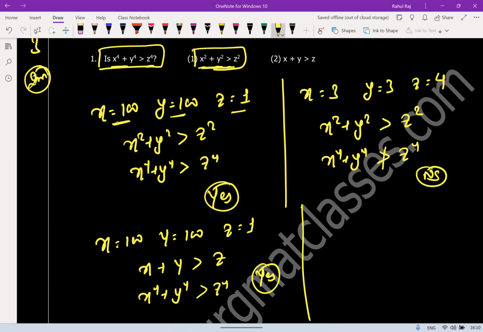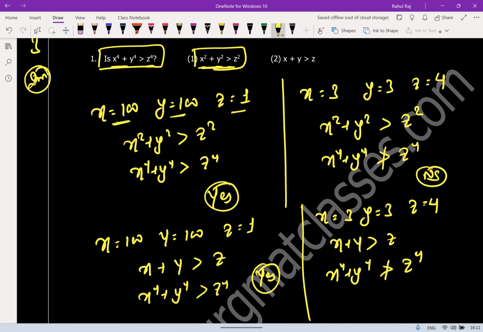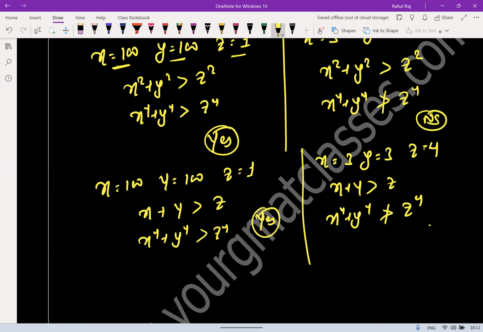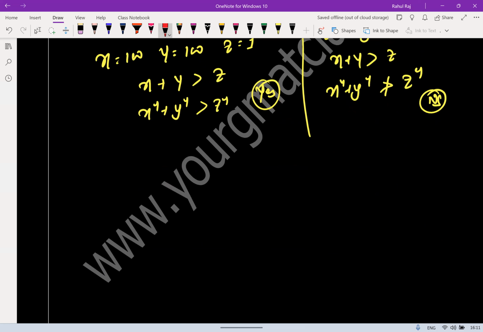In no situation, imagine I take exactly the same value now. x is equal to 3, y is equal to 3, z is equal to 4. Can I get x plus y greater than z? Again, that is 3 plus 3, 6 is greater than 4. And can I get here x to the power 4 plus y to the power 4 not greater than z to the power 4? We have just done it. So I have a yes and no situation. I can say this statement is not sufficient. And technically, when we have taken the same value, you can conclude here.